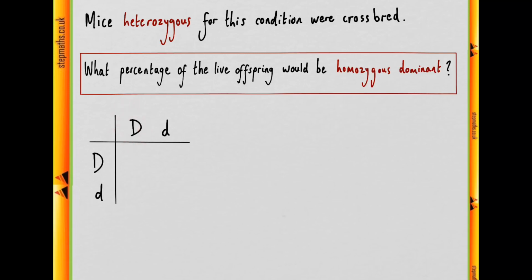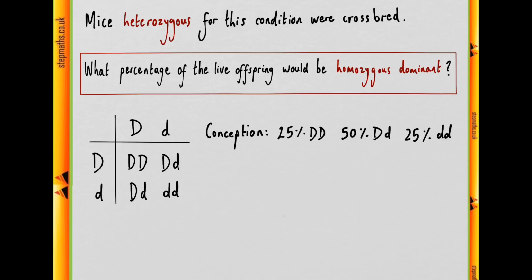We can use capital D for dominant, lowercase d for the recessive, and the lowercase d recessive allele, when in the homozygous form, causes death. So we have homozygous dominant here, 2 heterozygotes, and 1 homozygous recessive as the expected genotypes. So at the point of conception, before we get through the pregnancy, we'll have 25% homozygous dominant, 50% heterozygous, and 25% homozygous recessive. But we're being asked about the live offspring, remember?